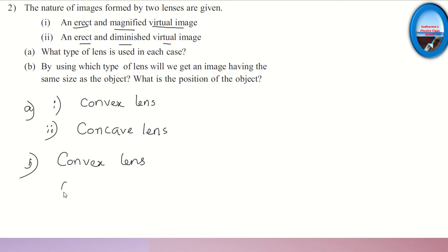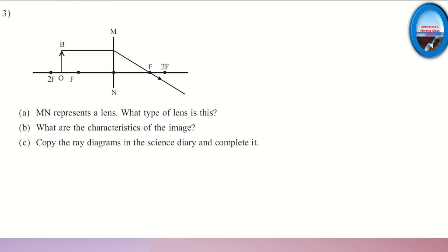Convex lens, when the object is at 2f, we will be able to get the same size image as the object. And image will be at 2f on the other side of the lens. So what is the position of the object? Object is at 2f. Hope you understood the answer. Now moving on to the next question, question number 3.